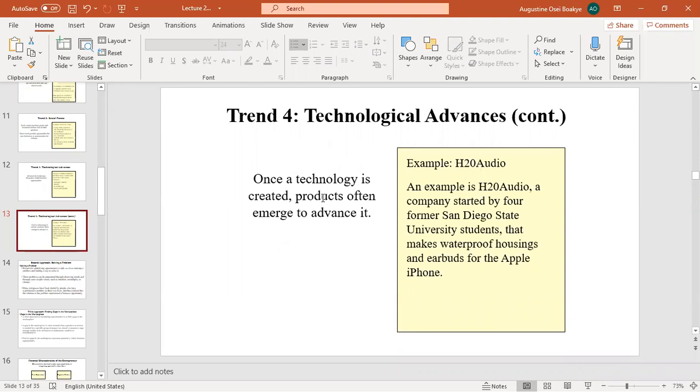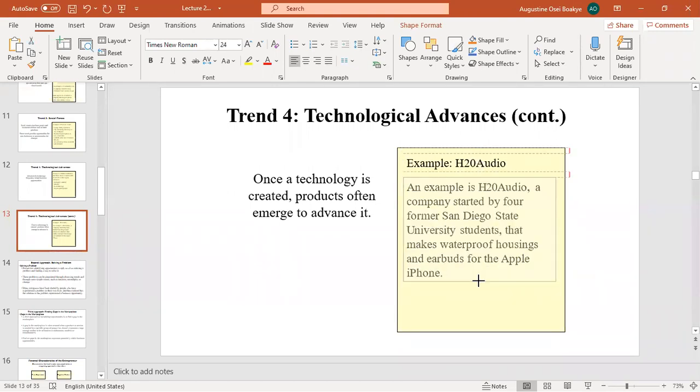And basically, they are people that have passion for swimming. But they realize that anytime they go to the swimming pool to swim, they are not able to make good use of their iPods, their iPhones, and all those Apple or Android products. So they took it upon themselves to develop products, or if you like, to develop housings that can actually be used whilst you are swimming.